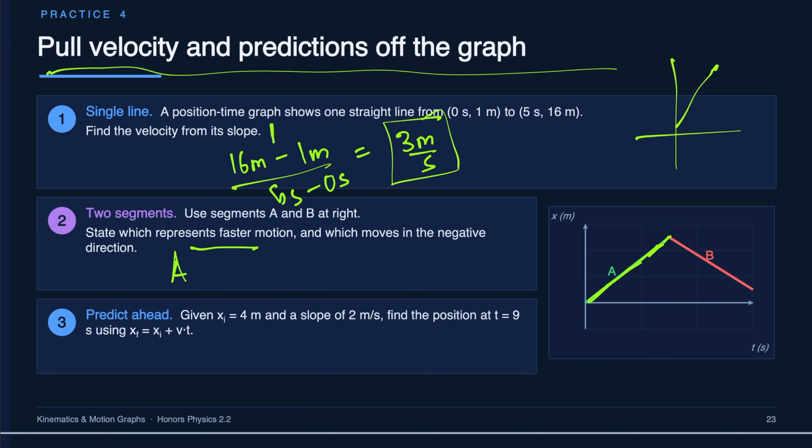But which one moves in the negative direction? If it has a negative slope, that means it has a negative velocity. Negative velocity means it's moving opposite to the conventional direction. So B would be moving in the negative direction and A would be faster.